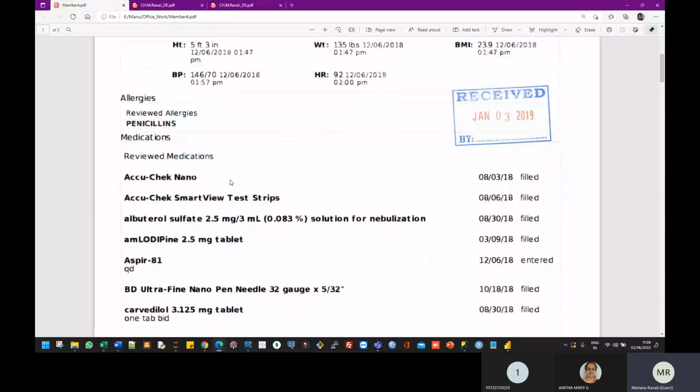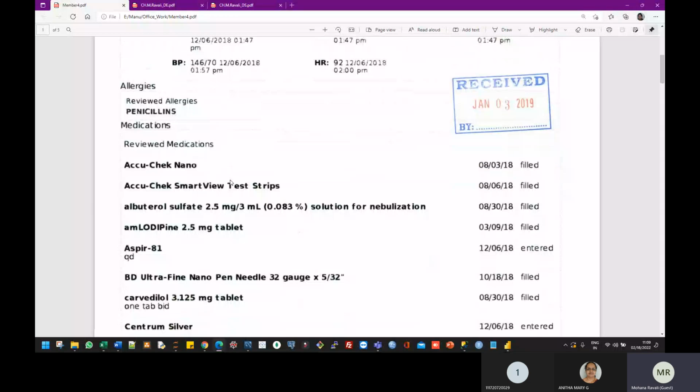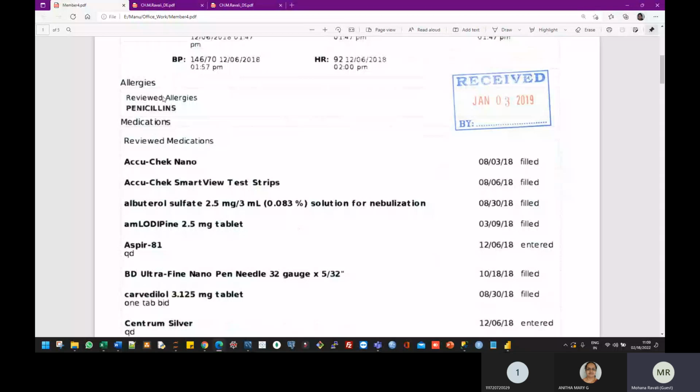Fine. So we will have allergies, what allergies he has, and any medication. Penicillin, he is taking regularly. So penicillin is mentioned, that means he is allergic to penicillin. And medications, these are the medications he is using.